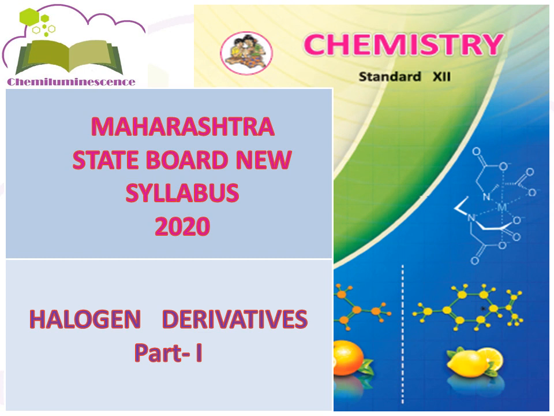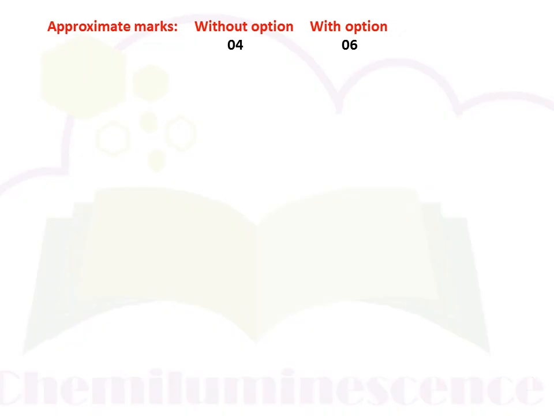Let's see first how much weightage this unit has in the board exam. Approximate marks are given. Without option this unit has 4 marks. With option this unit has 6 marks. What will we study in this unit?